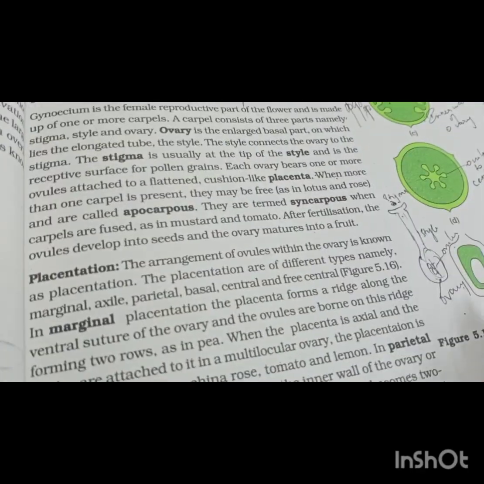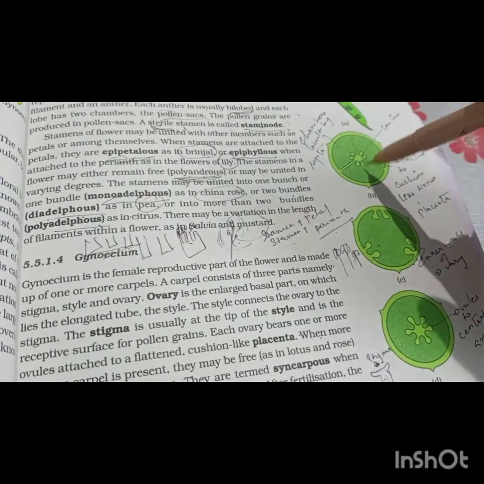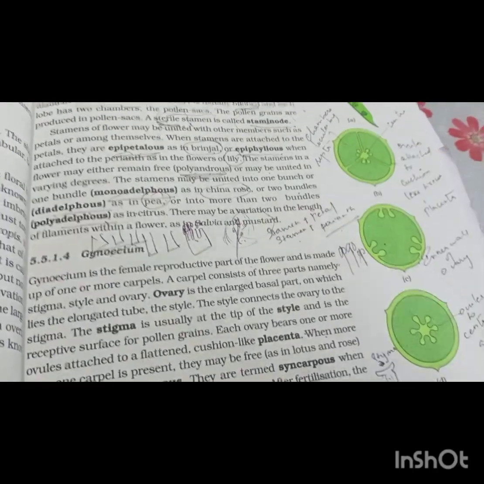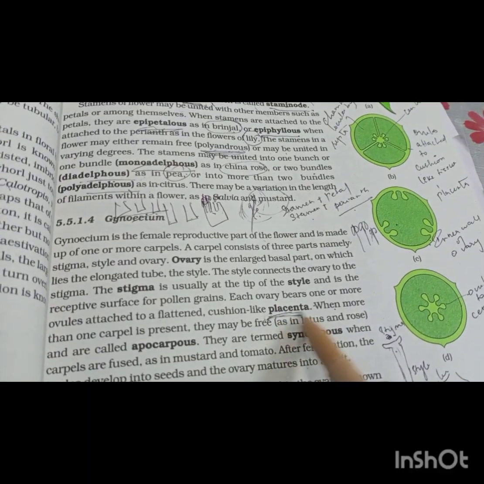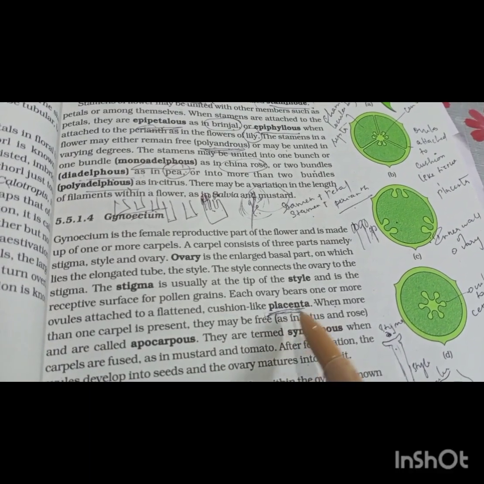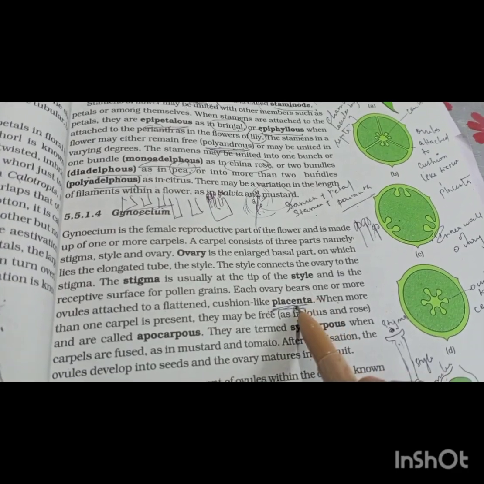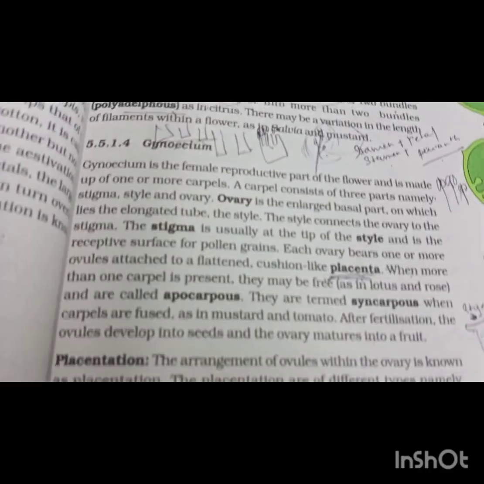Okay. So inside the ovary, if you see, there will be a cushion-like tissue, and that tissue is known as placenta. And in this placenta only you can see the ovules.